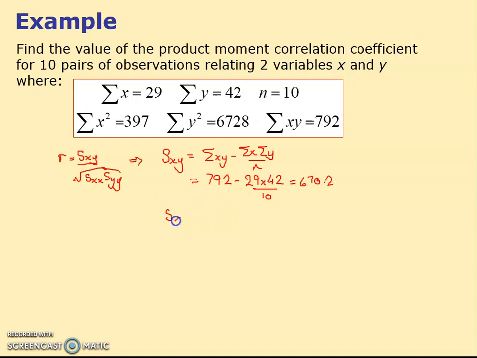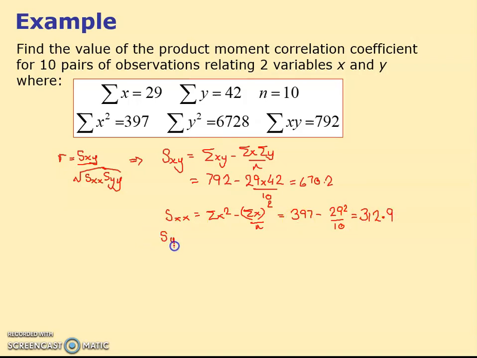And I do a similar job. I do SXX, which is sigma X squared minus sigma X, all squared, over N. And that, as you can see, is 397 minus 29 squared over 10. 397 minus 29 squared divided by 10. And I get 312.9.